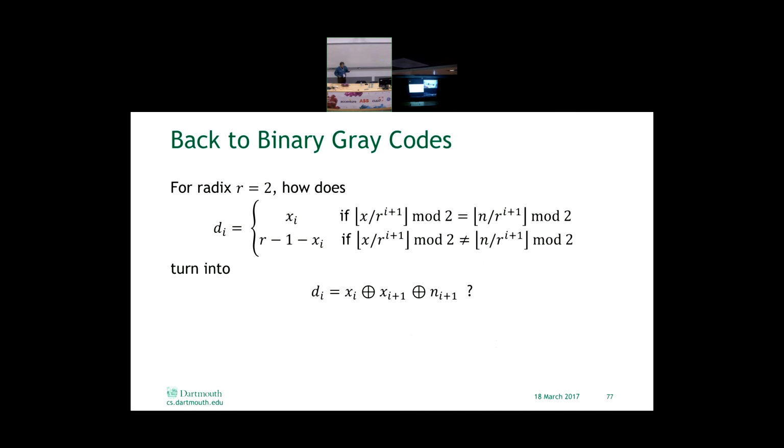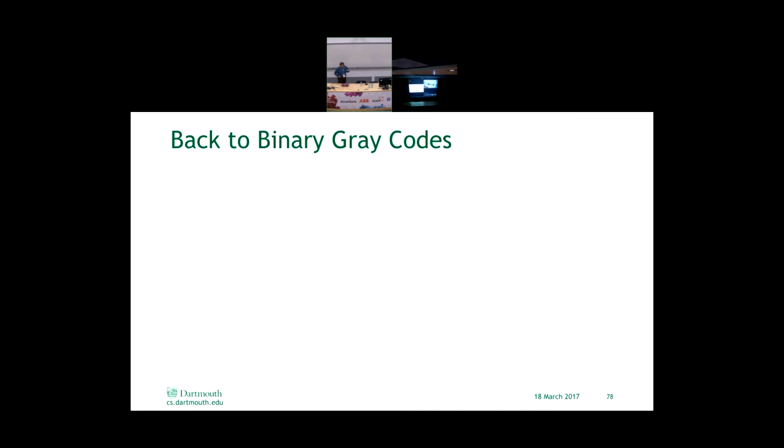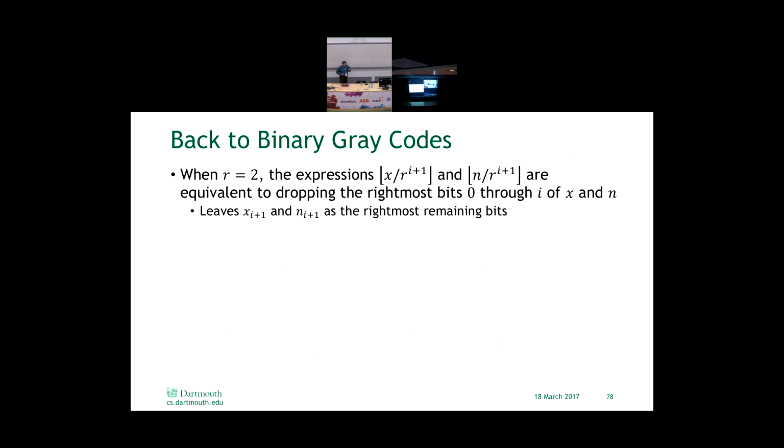So the new rightmost bits are bits i plus 1 of both x and n. Okay. So when we ask what's the parity of these numbers, well, when you think about a binary number and you're asking is it even or odd, you're just asking about the rightmost bit. Right? So here we're just taking these parities, their floors mod 2, which is going to be 0 or 1, and it's really just those individual bits. We're just asking about bits x sub i plus 1 and n sub i plus 1.